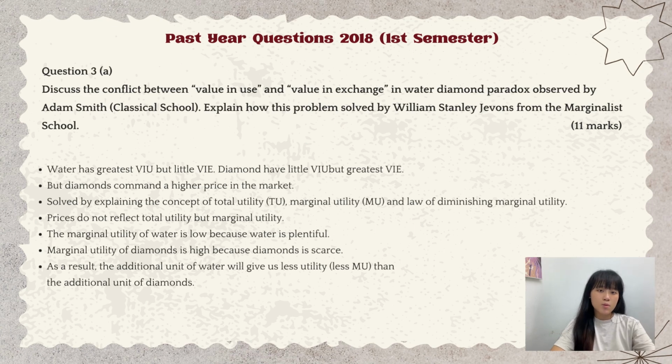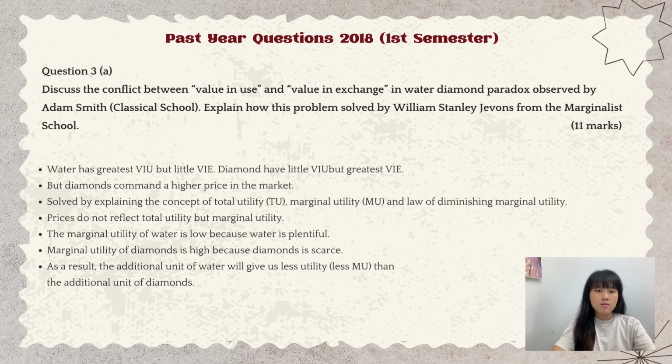The conflict between value in use and value in exchange in the water-diamond paradox observed by Adam Smith shows that water has the greatest value in use but little value in exchange, even though it is necessary to life, and diamonds have little value in use but the greatest value in exchange, even though they are not essential to life, but diamonds command a higher price in the market.